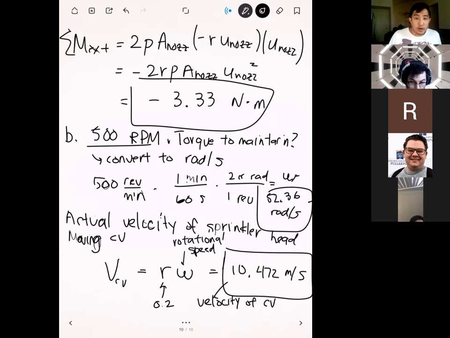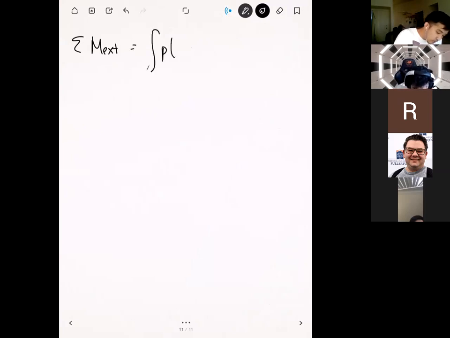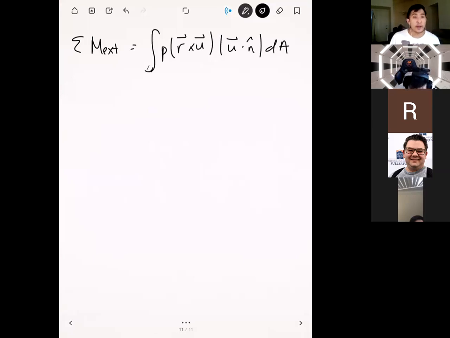Any other questions on this? Okay. Let's write out our RTT for angular momentum again. So we have the sum of external moments is equal to rho r cross u times u dot. And we know that when we do angular momentum problems, we have to replace some of the velocities here with the relative velocity.